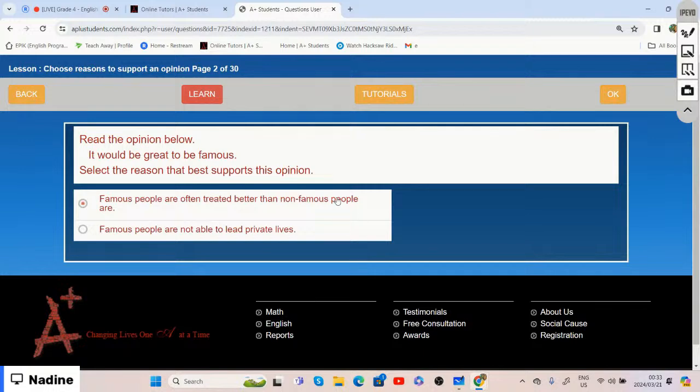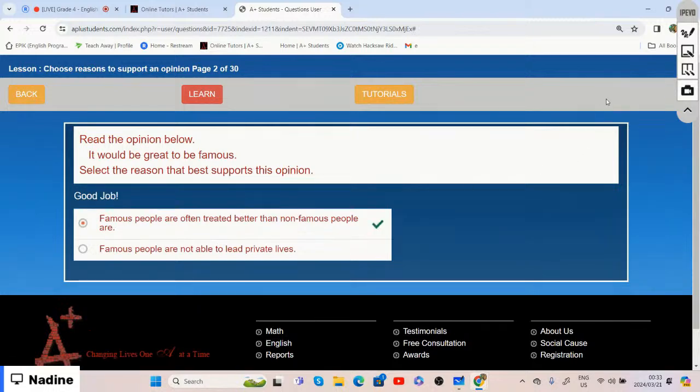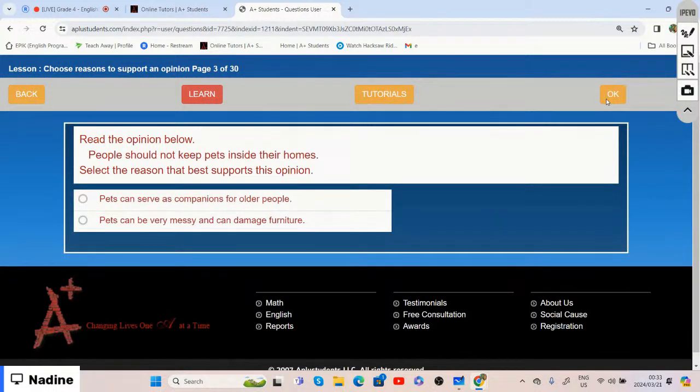All right. So we're going with the first one, right? He wants to be famous because famous people are being treated way better than non-famous people, right?